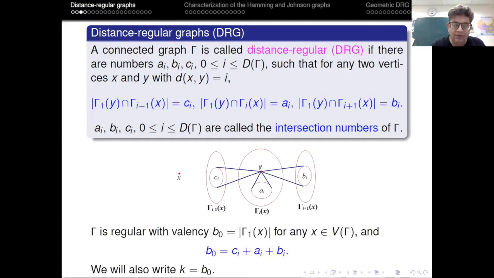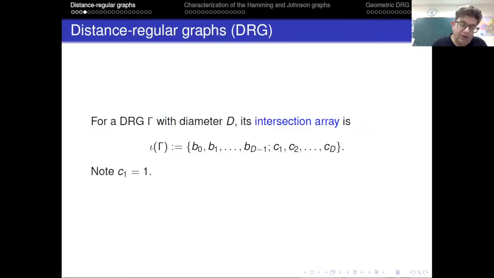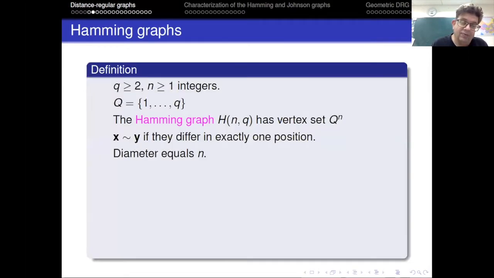And clearly, we usually write k for b_0. So instead of b_0, we usually write k. And we look at the intersection array because b_i plus c_i plus a_i is k. If you know the b_i and the c_i, then you know the a_i. So I already said that c_1 is always 1. I will look at examples.